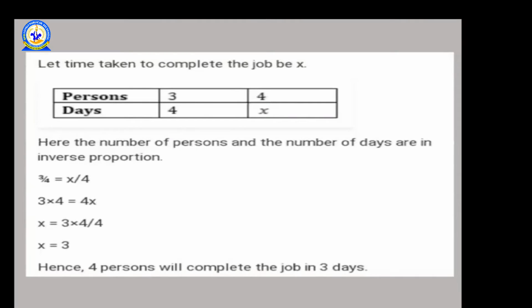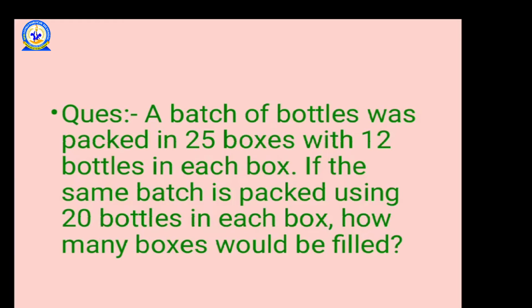Let us see the table. We will make a table. There are 3 persons and then 1 person will increase, 4 persons will be there, and days are 4. So if the number of persons increases, days will decrease. So that's why it is a question of inverse proportion. The number of persons and the number of days are in inverse proportion. So the formula is x1 into y1 is equal to x2 into y2. So here 3 multiplied by 4 is equal to 4 into x. So through that we will find the value of x. Hence 4 persons will complete the job in 3 days.